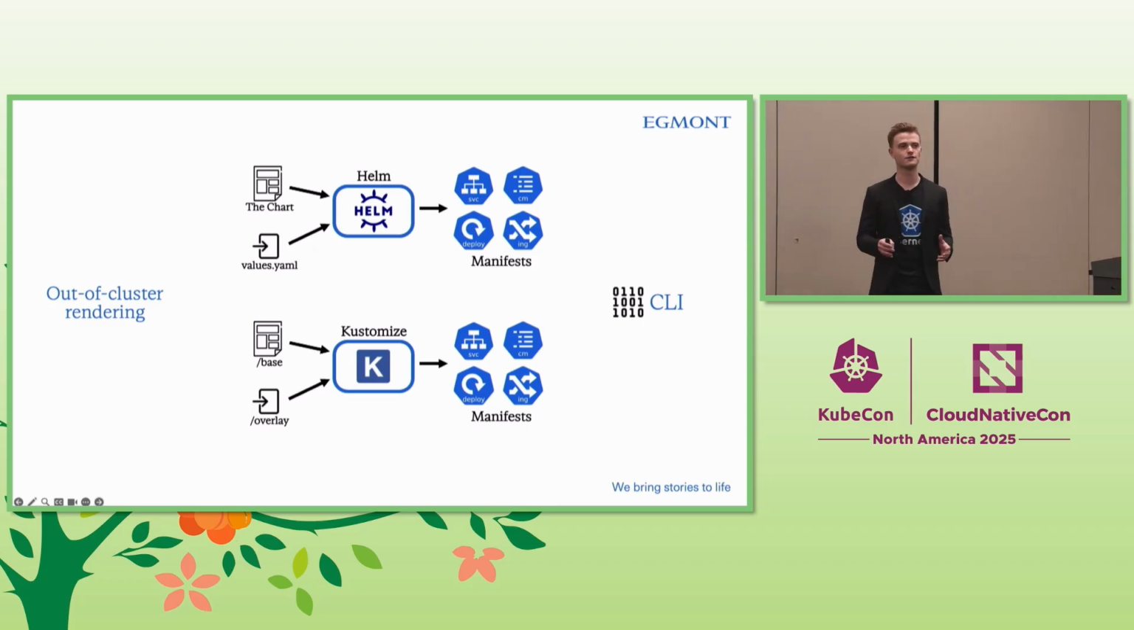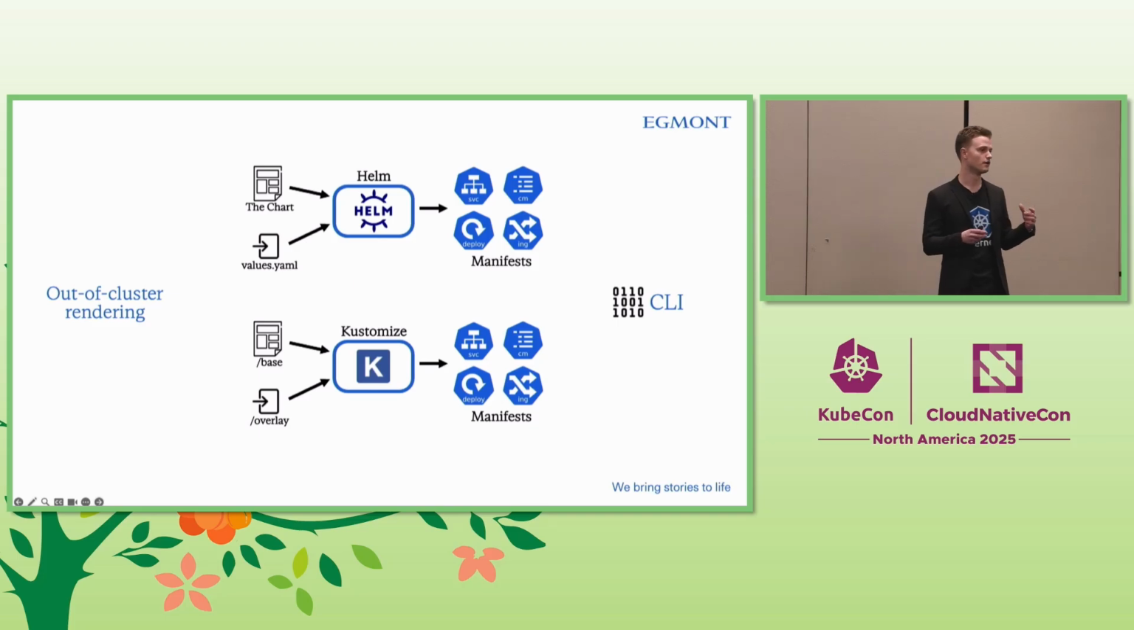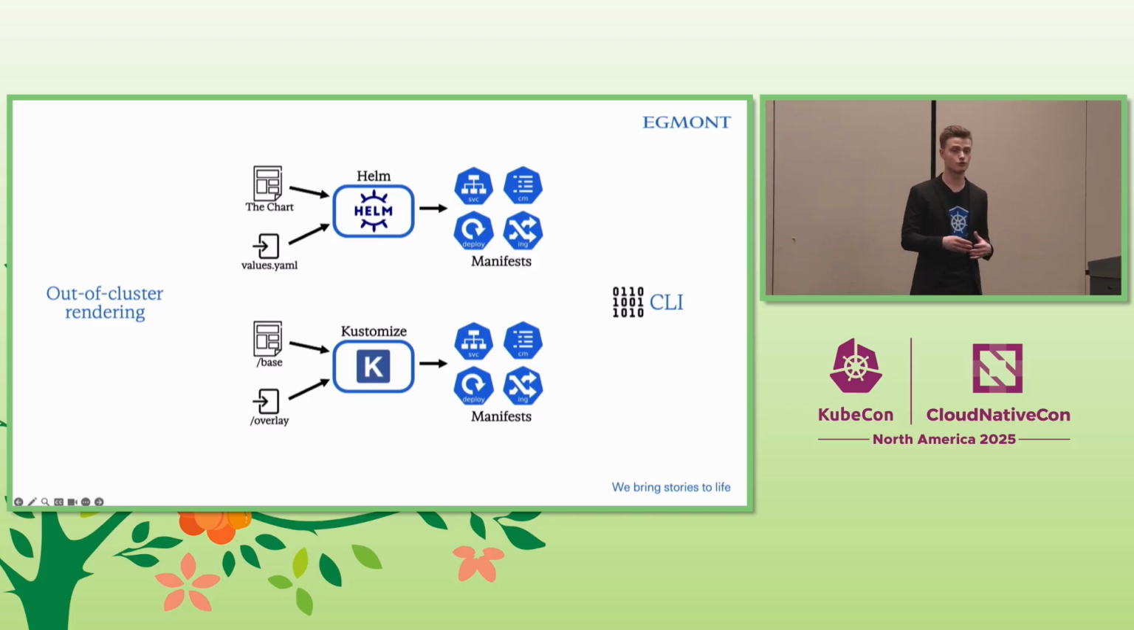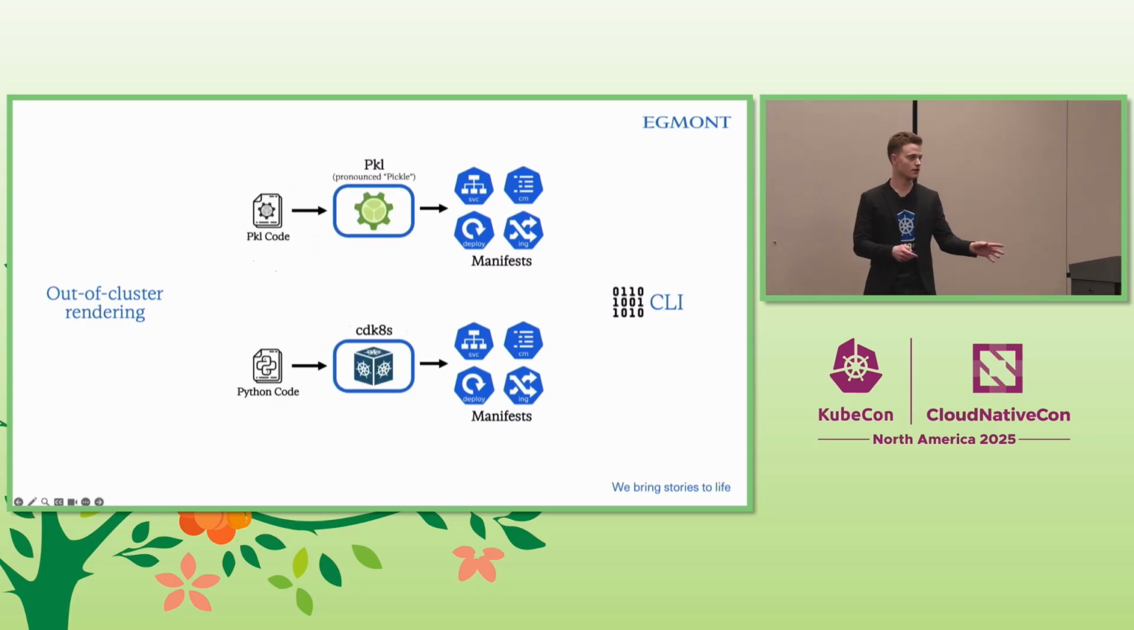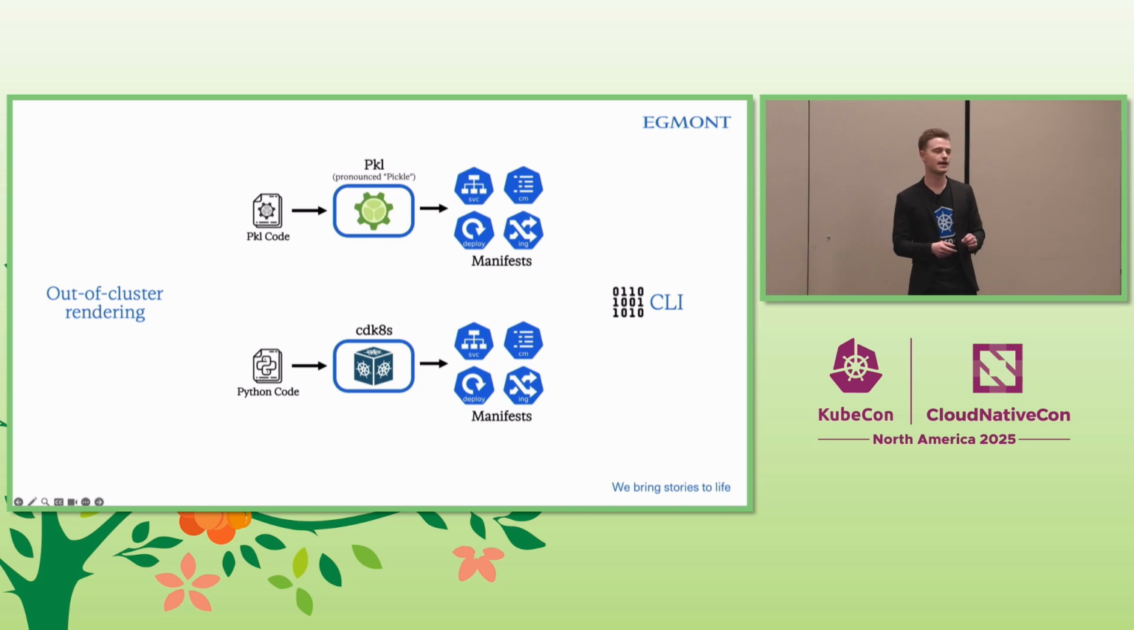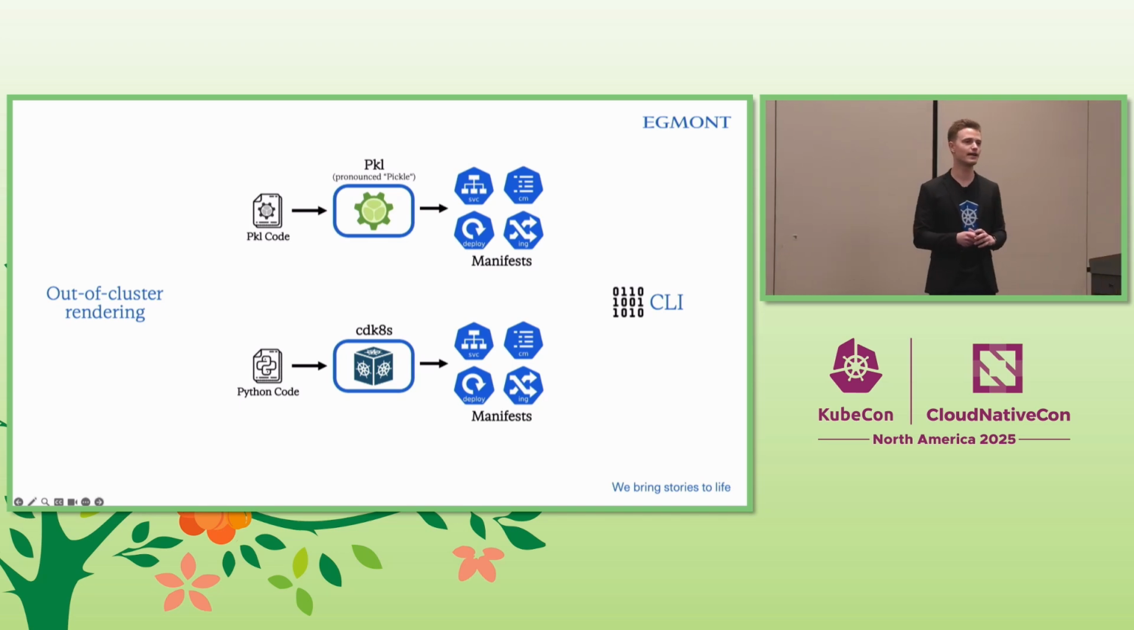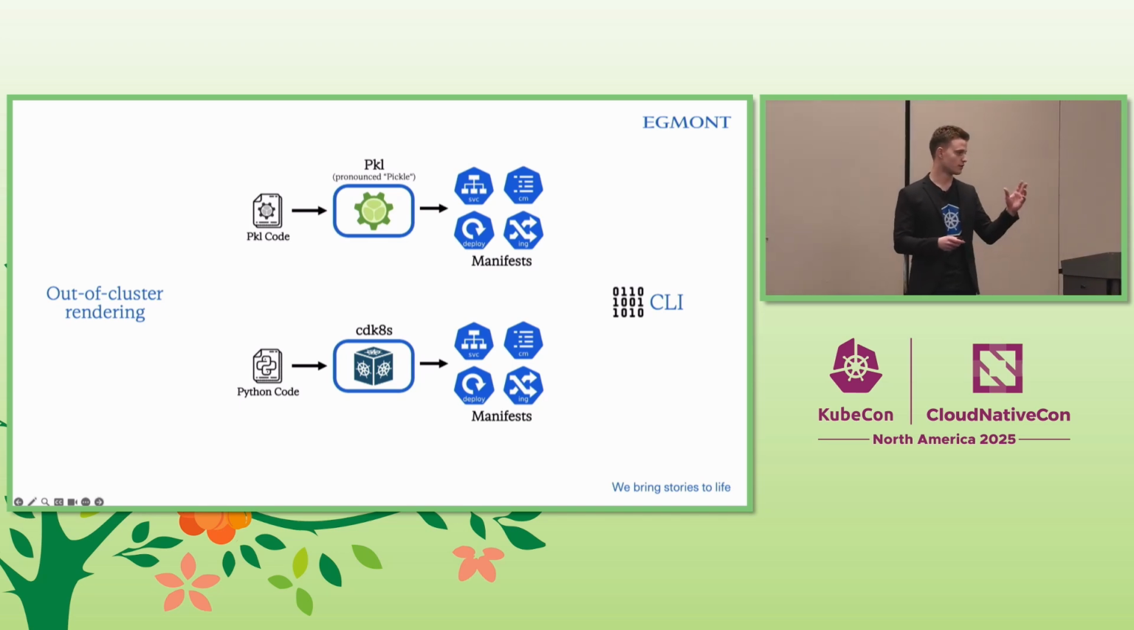You have something called a base folder. This is where you store, again, your template, and then you use these overlay folders where you overwrite certain fields inside the base folder in order to generate your Kubernetes manifest. We probably all know this. So then we have Pkl and CDK8s, and these tools are definitely way less known, so let me introduce them.